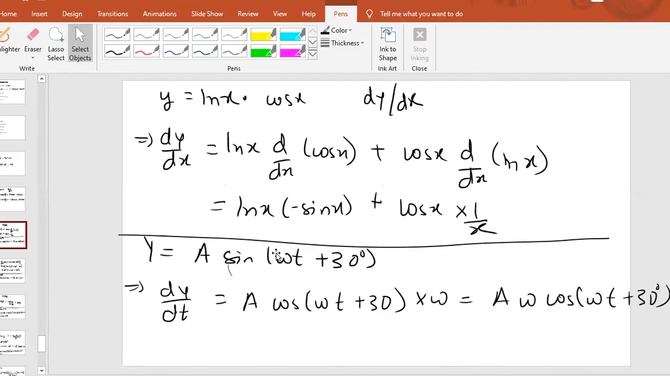Then go inside the bracket part. Differentiation of omega t with respect to t is omega. 30 degree is a constant, whose derivative is 0, so it would be only omega. So the answer would be a omega cos omega t plus 30. Similarly, we can find d square y by dt square also.